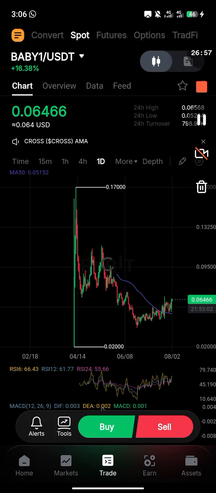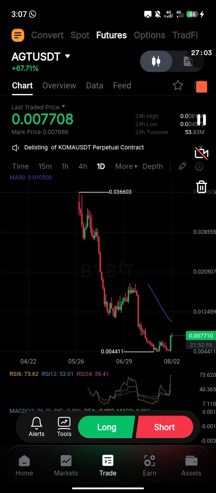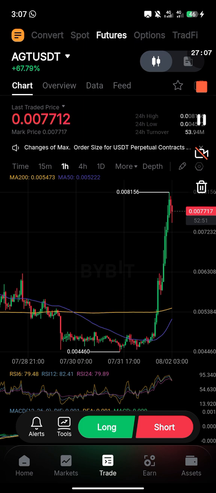Okay, sorry, on futures. Look at this coin now. It has made 67%. 68 now, 67%. Now imagine you use 10x to buy this, that makes 70% of your portfolio.